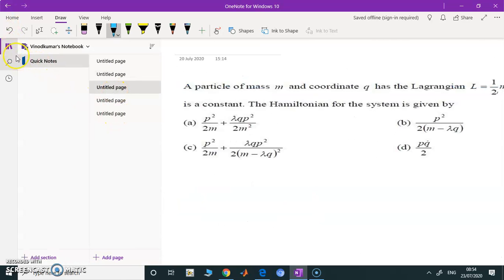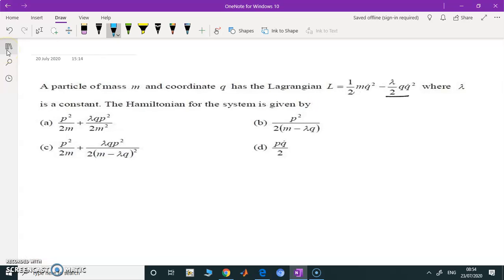So let's take some questions here. This is the Lagrangian given to you and it is asking about the Hamiltonian system. Let me write the Lagrangian first. L is equal to 1/2 m q dot square, I'll put here x dot square, minus lambda by 2 x dot. I'm putting x just to not make a mistake.